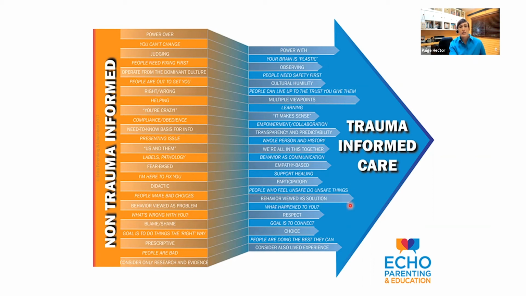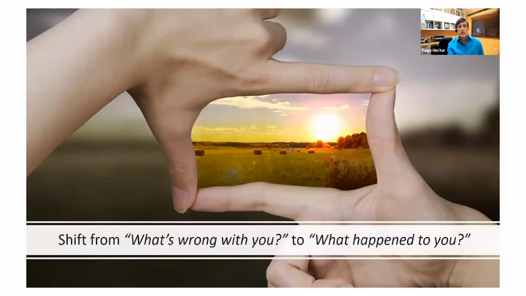What we're looking at is expanding our capacity to be trauma-informed. Power with, observing, the idea that there is hope for change, learning, empowerment, whole person in history, participatory. And you'll notice this is a parenting resource. I think it fits beautifully with the healthcare system as well. Just a great handout to help us understand the different perspectives. Ultimately, one of the most fundamental principles of trauma-informed care is a shift from what's wrong with you to what happened. What's wrong to what happened.